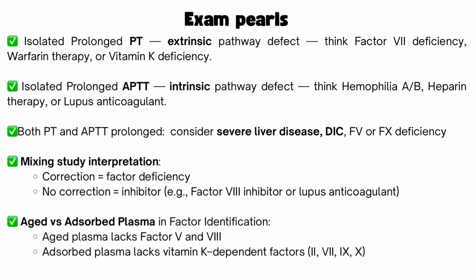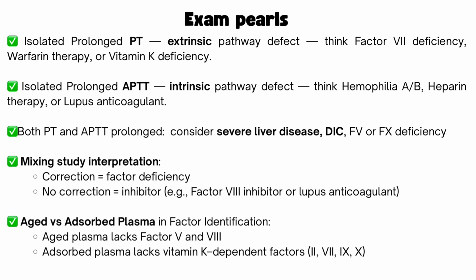So please remember some exam points. Isolated PT prolongation suggests an extrinsic pathway defect. So please think factor 7 deficiency, warfarin therapy or vitamin K deficiency. Isolated prolonged APTT points toward intrinsic pathway defect. Think hemophilia, heparin therapy, lupus anticoagulant. Both PT and APTT prolonged. Most commonly these are common pathway defects, so consider severe liver disease, DIC or vitamin K antagonist overdose.